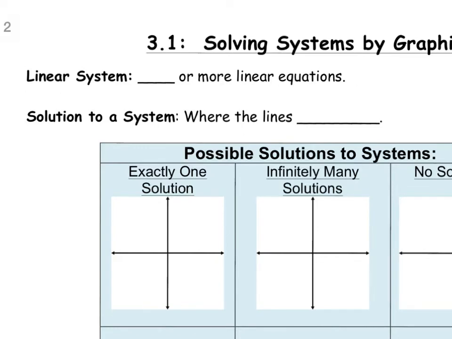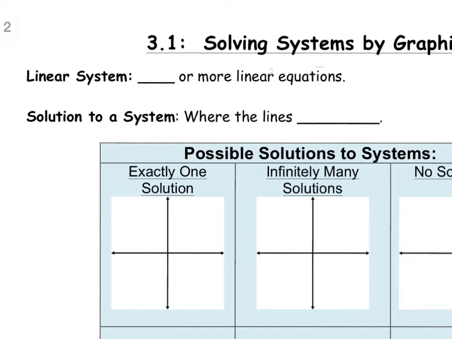Today we're going to learn how to solve systems by graphing. But before we learn how to do that, we need to learn what a system is. So we're going to talk about linear systems, which means that all of our graphs will be straight lines. And a system is when you have two or more linear equations. So instead of having one equation on one graph, you have two equations on the same graph.